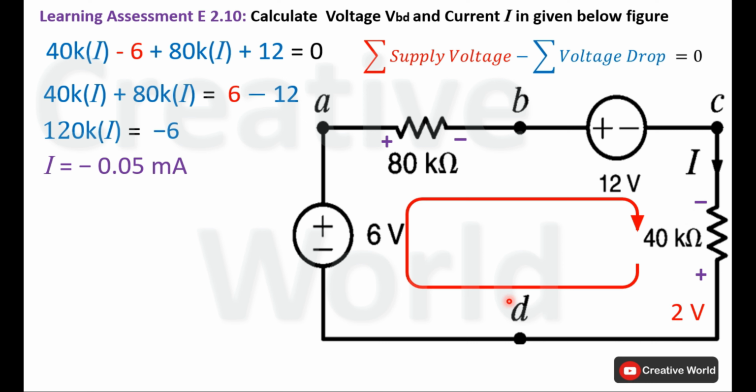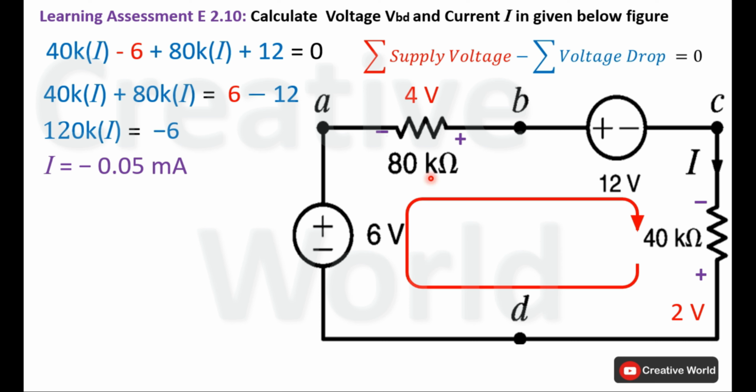Now calculate the voltage across this 80 kilo ohm resistance. The voltage equation across this resistance will be 80 kilo ohm multiplied by the current through it, that is minus 0.05 milliampere. Multiply both quantities and the result will be minus 4. Again, this minus is indicating that the voltage across this resistive element is 4 volt but opposite to this polarity. So the right value of voltage across this resistance is 4 volt but with this polarity.